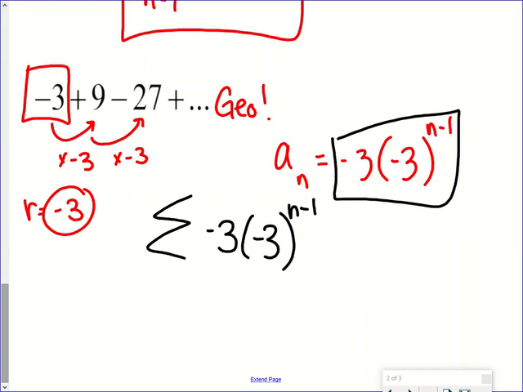Then I just have to decide what my n starts at. I'm hoping it's a 1. It usually is, but let's check it. If I put n equals 1, I should get the -3 that I want in the beginning. So if I do a 1, 1 minus 1 is 0. Anything to the 0 power is a 1, so that goes away. So I have my -3, so I'm good. N equals 1. And then how many terms did I have? 1, 2, 3. Done.